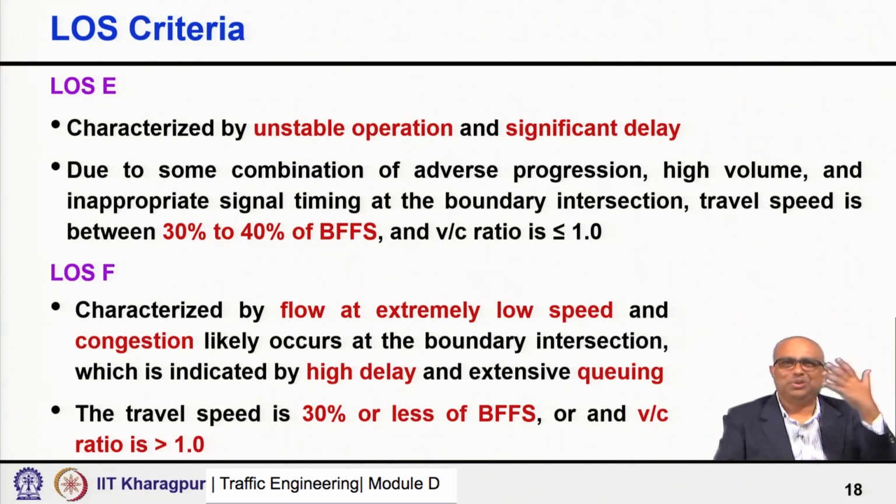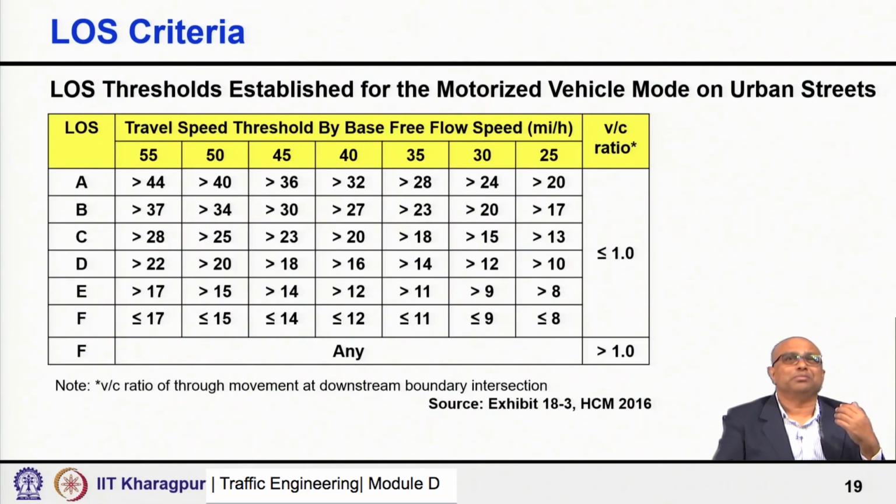That is the way the whole LOS, different levels of service, are defined and described. So, these are the threshold values as given in Exhibit 18.3, Highway Capacity Manual 2016. You can say A, B, C, D, E, F, except for F all within 1 V by C ratio. V by C ratio greater than 1 means straightaway LOS F.